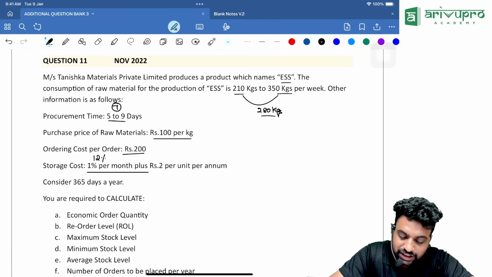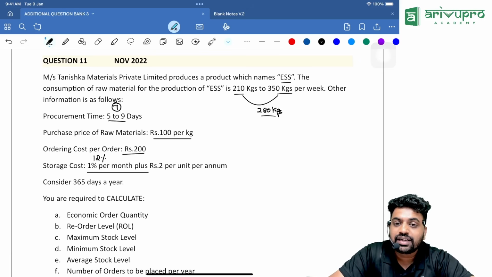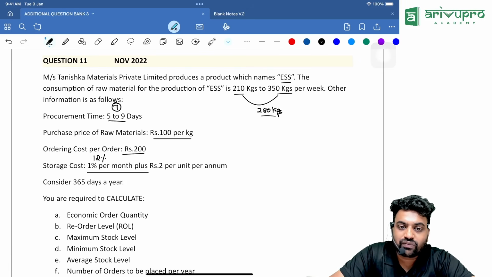For that, a few pieces of information are required, and here the best part is the lead time is in days, consumption is in weeks. So let's find out consumption per day. Shall we?